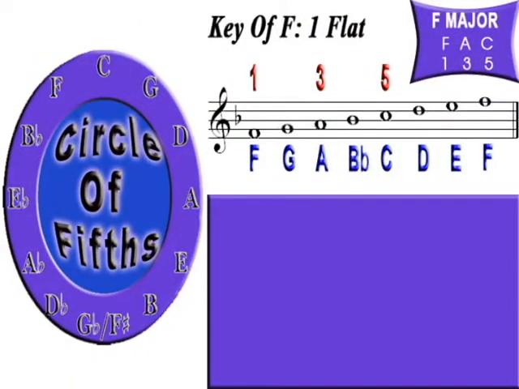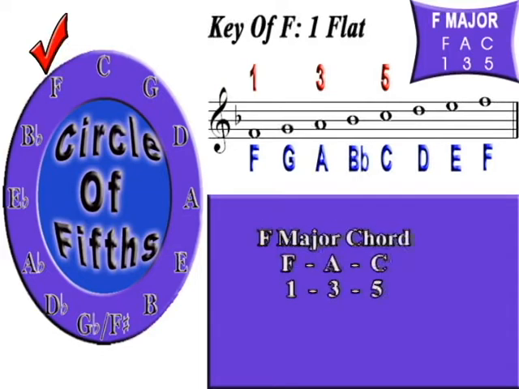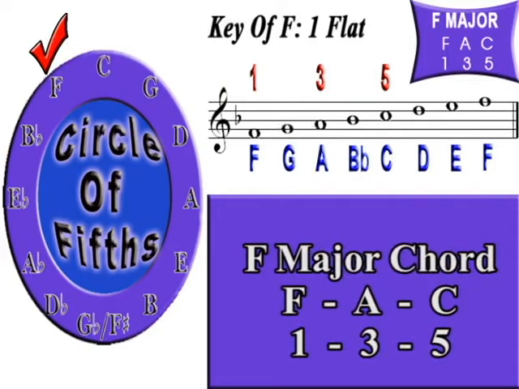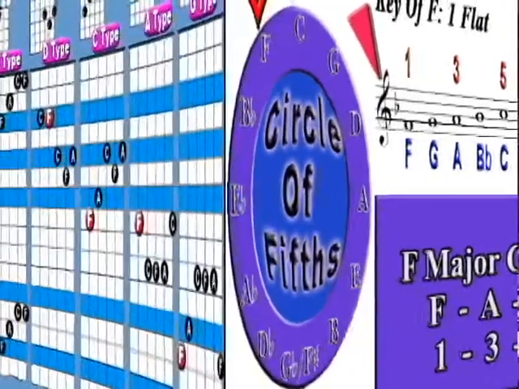Okay, having gotten clear on the key of C one more time, let's take a look at the key of F, the first of the flat keys. And let's review the key signature, the scale, the formula of the chord, and the spelling of the chord. The key of F has 1 flat, of course. An F major chord is spelled F-A-C, or the 1st, 3rd, and 5th note of the major scale.